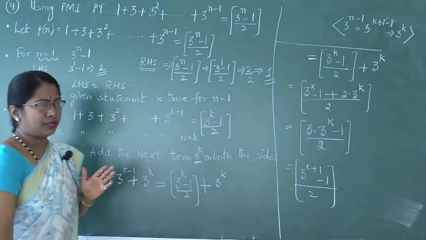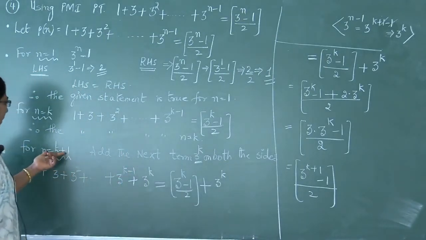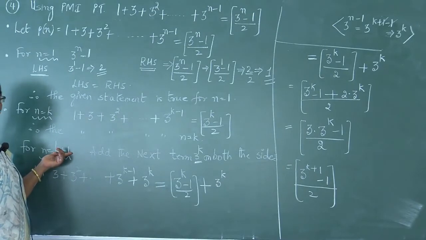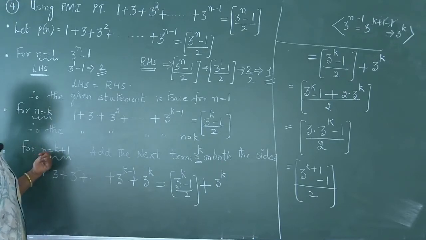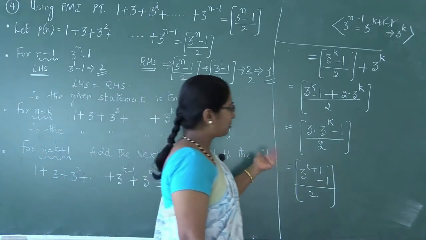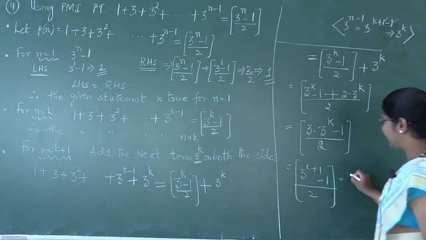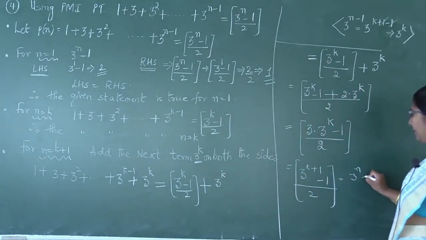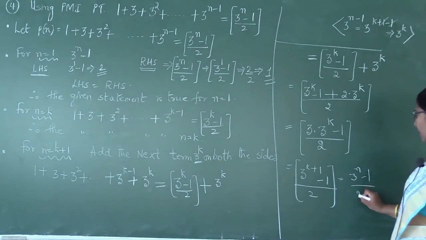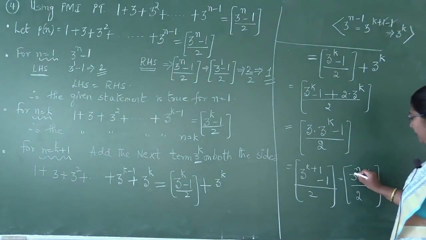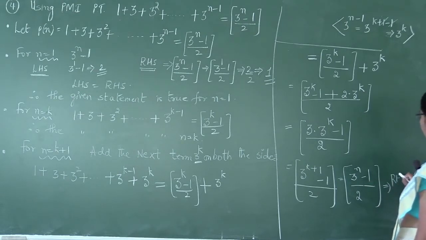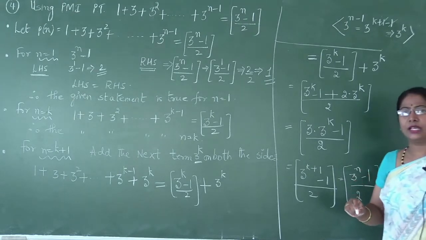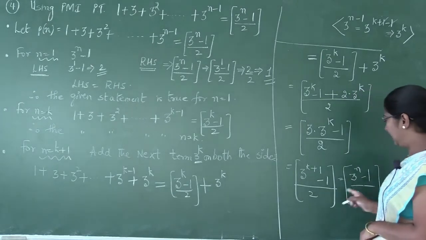According to the assumption, what is n equal to? We are proving the given statement is true for n equal to k plus 1. So what is n equal to here? k plus 1. What is k plus 1 equal to now? n. So in place of k plus 1, I can write this as 3 power n minus 1 whole thing divided by 2, which is equal to RHS.